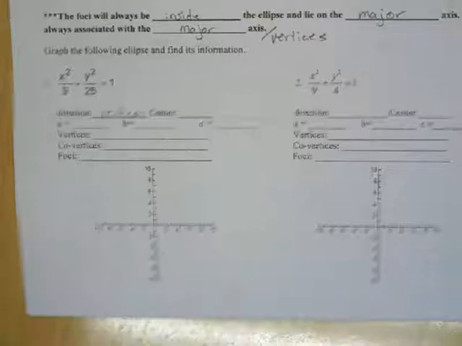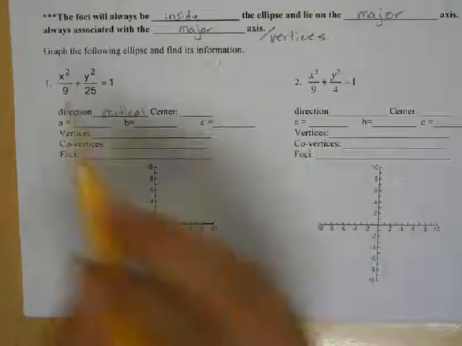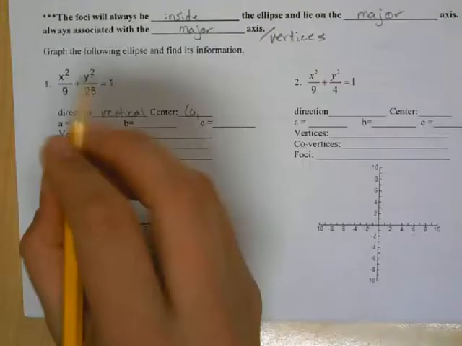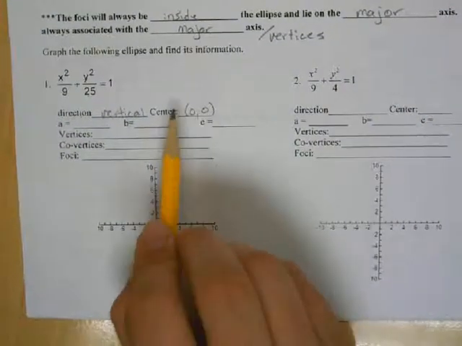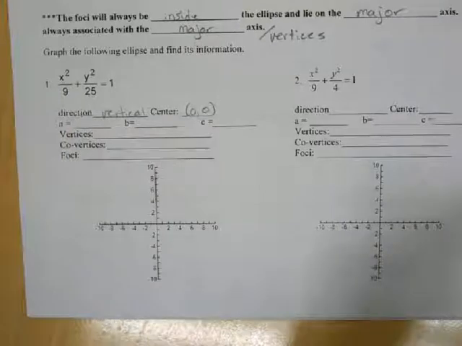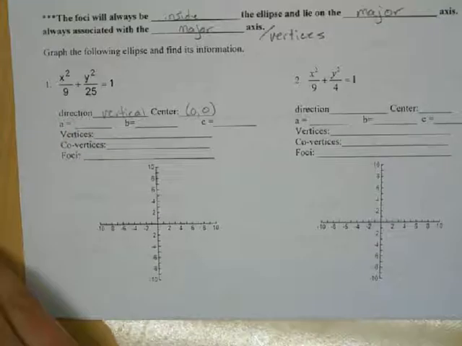In this unit, Y means vertical, X means horizontal. Remember that. Okay, my center: I have nothing added to X, so 0. I have nothing added to Y, so 0. If you don't know what I'm talking about with the adding to X and Y, go back and rewatch the video for circles, because it's in there.